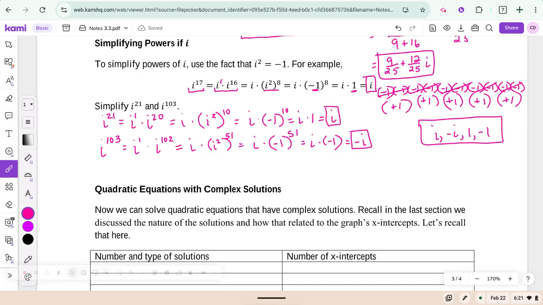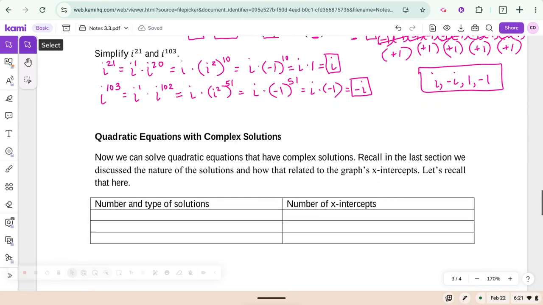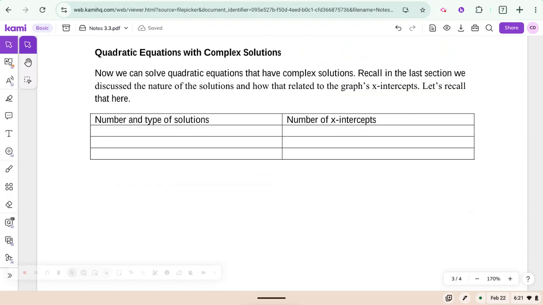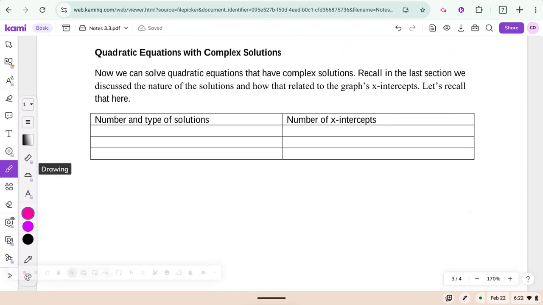So we've introduced this number called i, which is the square root of negative 1. We've talked about how to do math with complex numbers. And now we're going to go back to solving quadratic equations that have complex solutions. We talked about this in an earlier lesson, how some quadratic equations have complex solutions, and we talked about the nature of the solutions and how this is related to the x-intercepts. So let's recall that here.